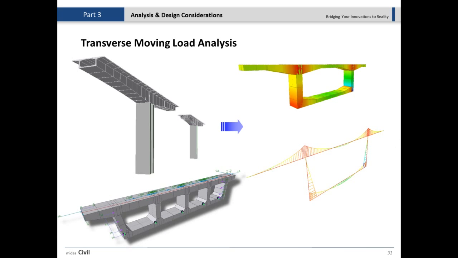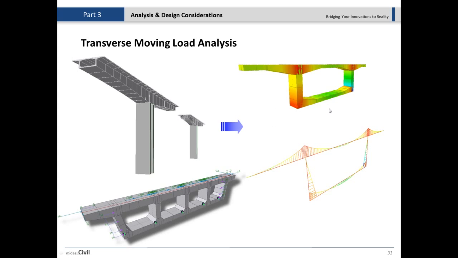Another factor that we have when we have segmental bridges: code asks us to run the transverse moving load also on that, which means we have to just take one segment out and then run the truck in the transverse direction to check the maximum and minimum effects.